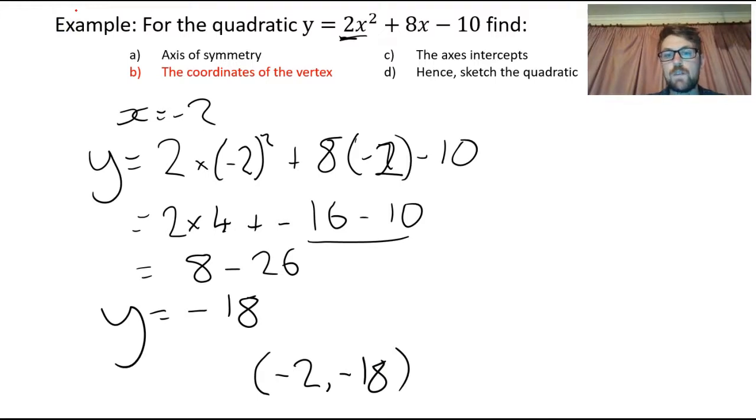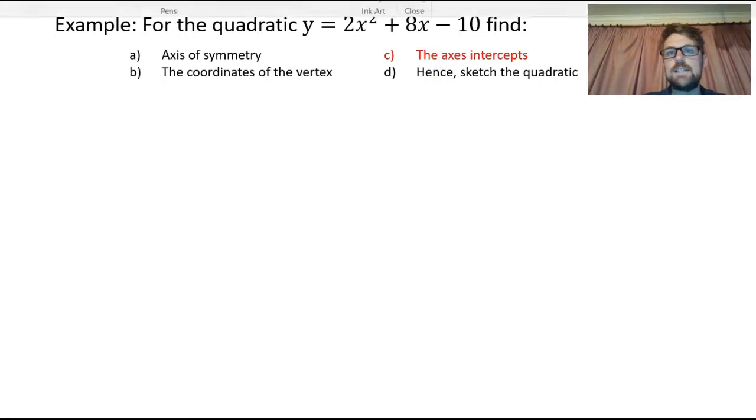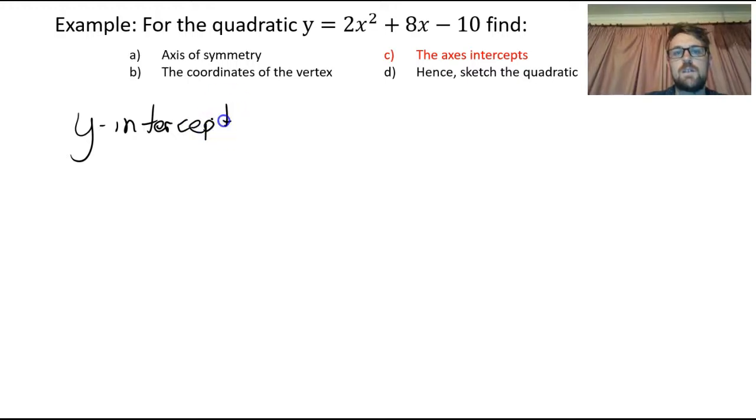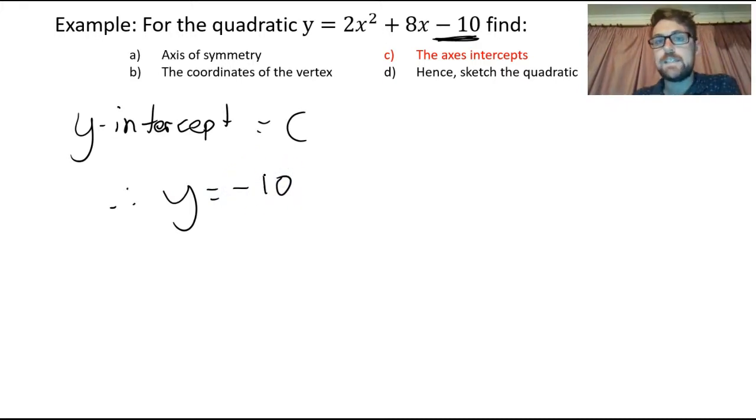So we've completed that, that's the vertex, and the next thing we want to find out is the axes intercepts. So again, let's clear that page. So the axes intercepts, we know that there's a y and an x-intercept. The y-intercept equals c, the c value, which is right here. So therefore, let's just call that y equals negative 10. That's the y-intercept. Now the x-intercept is a little bit more difficult, but we've been doing these in class.